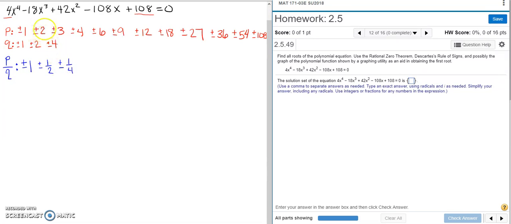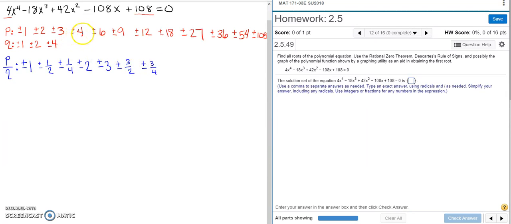Then I move to the next P. So 2 divided by 1 is 2. But 2 divided by 2 is just 1 again, and I don't have to list that again. And 2 divided by 4 is 1/2, and I don't have to list that again. So it'll start getting a little easier because they're just going to repeat themselves. 3 divided by 1 is 3. 3 divided by 2 is 3/2. And 3 divided by 4 is 3/4.